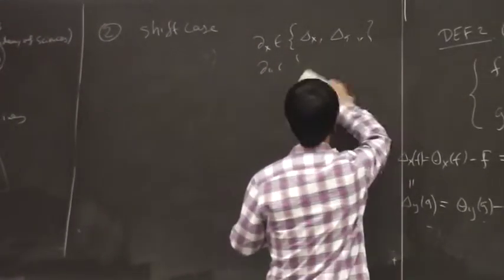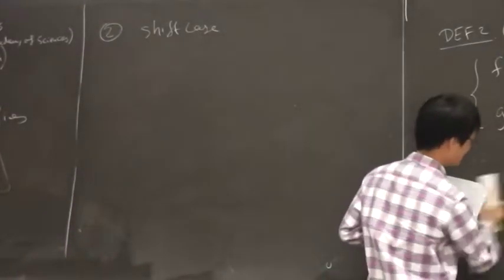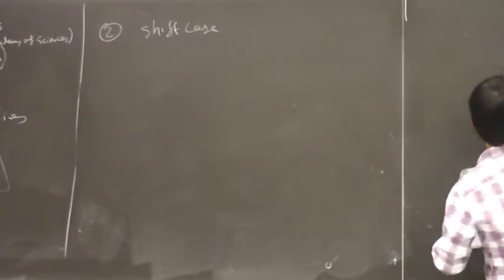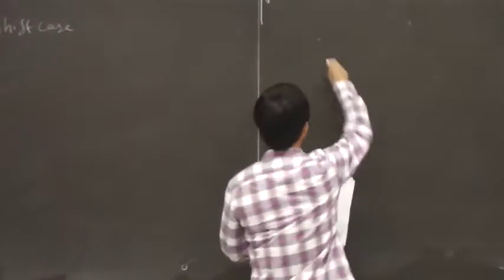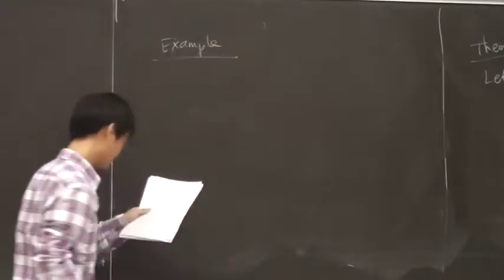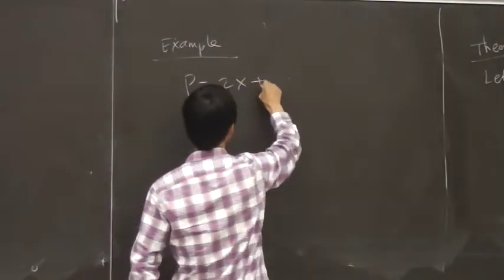Because I have time, maybe I can take one example. It's nice to have one example. So let me take one example before I go into the last case, the mixed case. The example just helps you to remember something. So you can take P equal to 2x plus 3y.